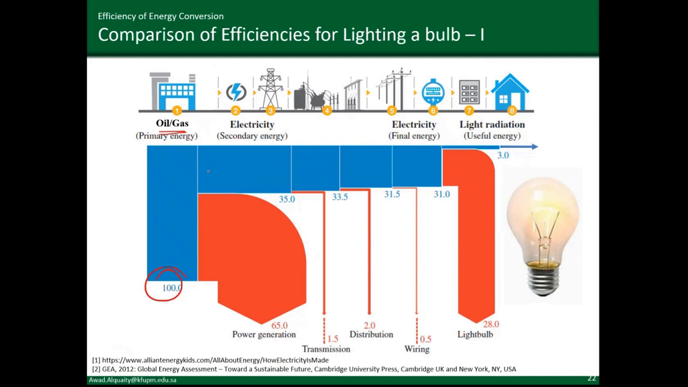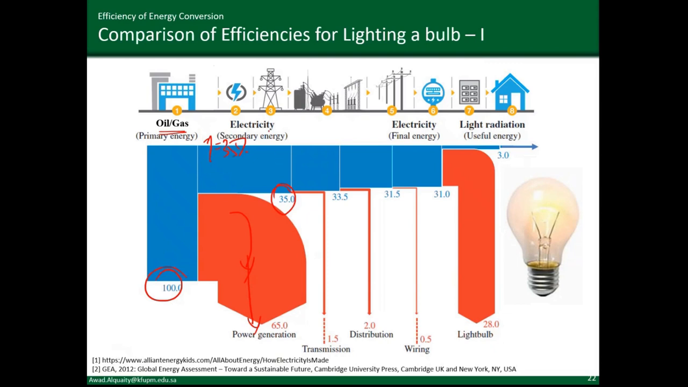A typical power plant has an efficiency of 35%. I'm talking about a steam power plant usually. So when you're looking at an efficiency of 35%, out of the 100 units available, only 35 units get converted to electricity. The rest is all rejected to the atmosphere as waste heat. Okay, now, that's the power generation step.